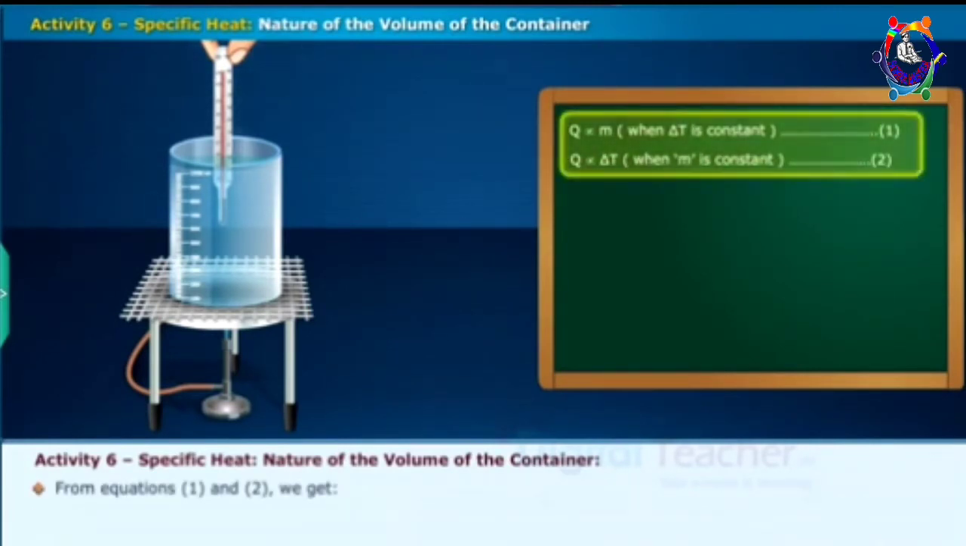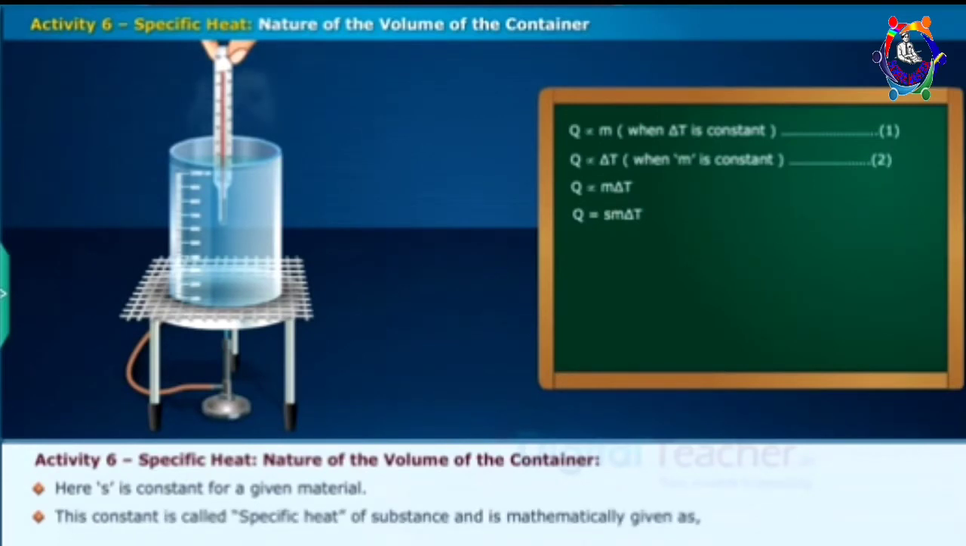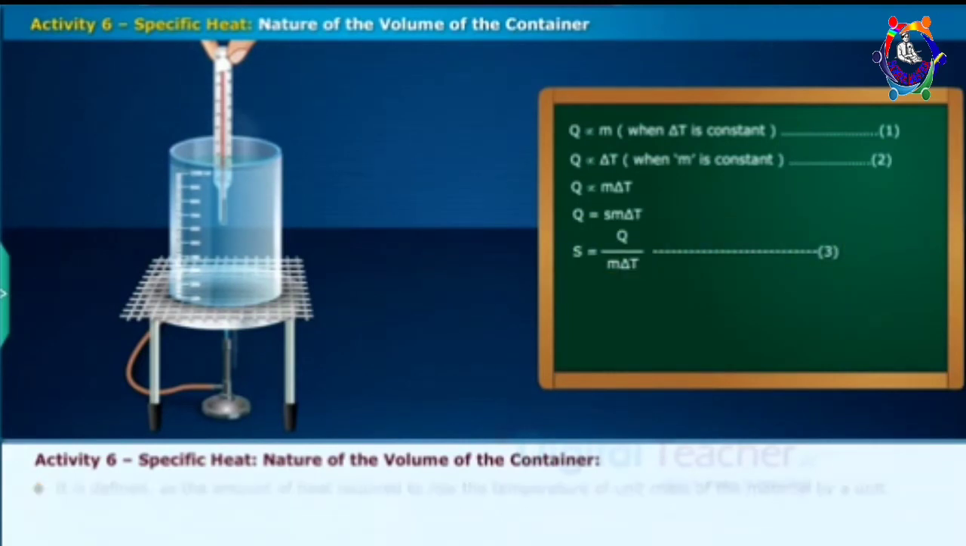From equations 1 and 2, we get Q directly proportional to m delta T. We introduce the constant of proportionality S. Q is equal to S m delta T. Here S is a constant for a given material. This constant is called the specific heat of the substance and is mathematically given as S is equal to Q by m delta T. Consider it as equation 3.